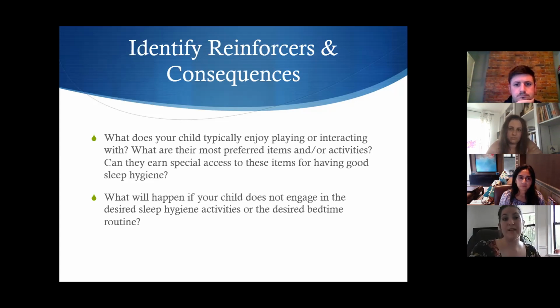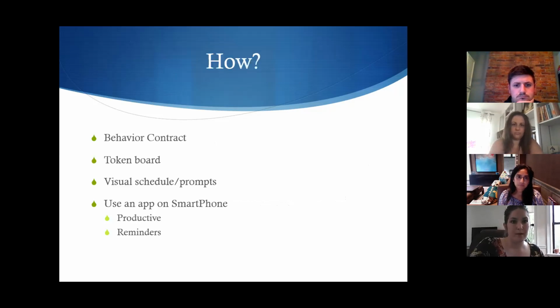And then also identify what's going to happen if your child doesn't engage in the desired sleep hygiene activities. Will they lose screen time the next day? Will they lose access to a certain toy? Or is it simply that they're not going to access a reinforcer? They're not going to get that big prize for staying in their room all night. So these are just some ways to implement an effective intervention.